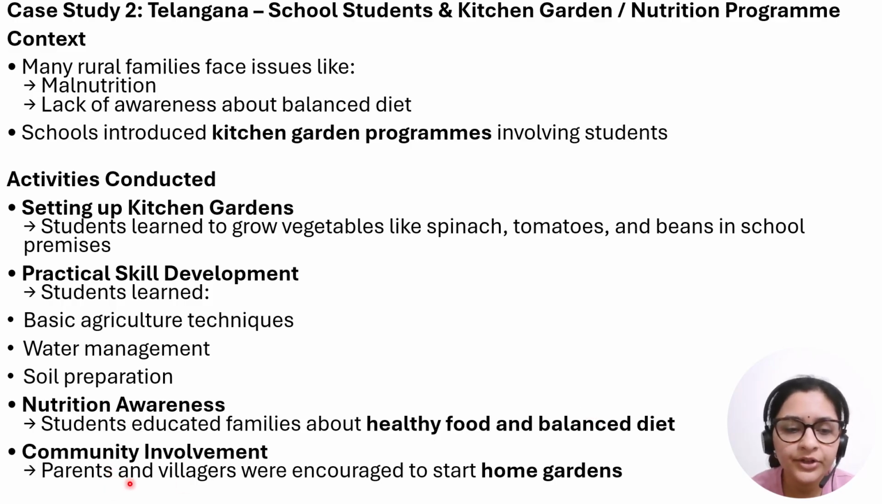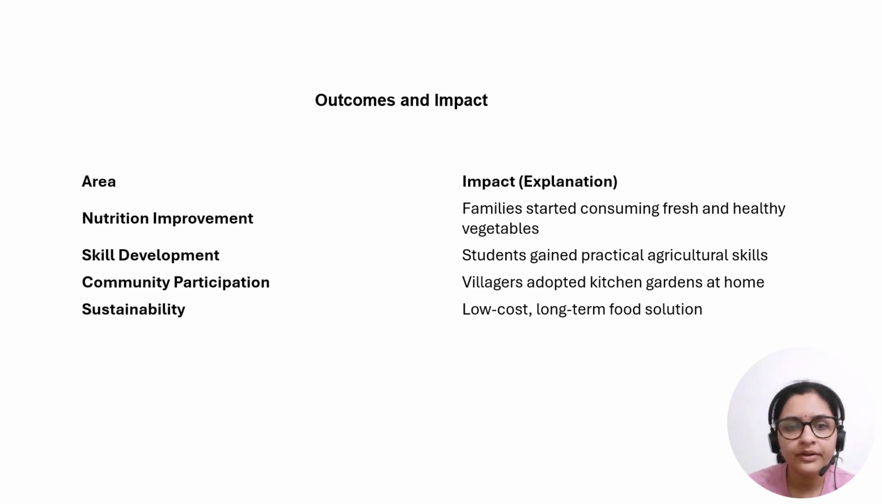Community involvement. Parents and villagers were encouraged to start home gardens in order to grow their own vegetables and also to reduce the cost, as said before. So this is the outcome and impact table. What are the areas? Nutritional development, skill development, community participation, sustainability. And this is the impact that has been created.